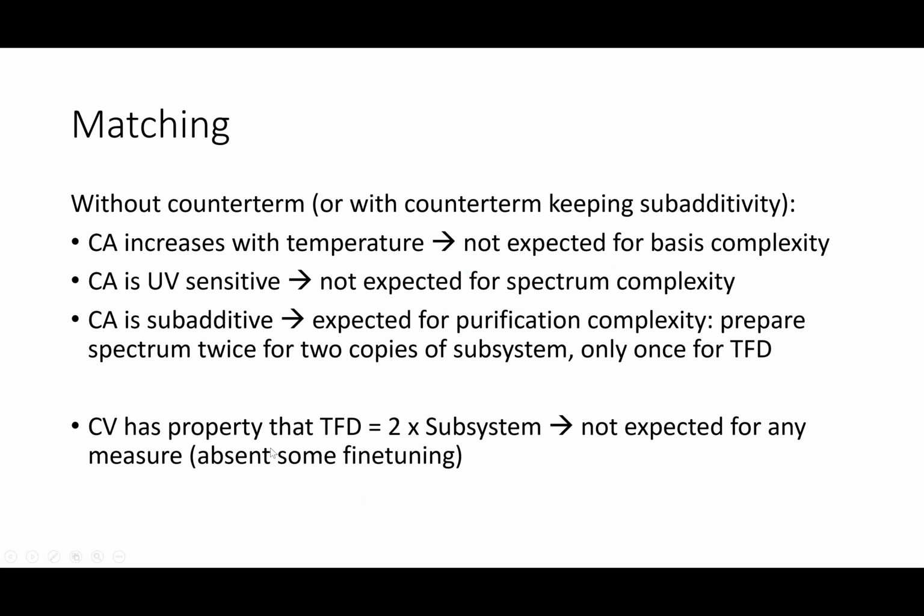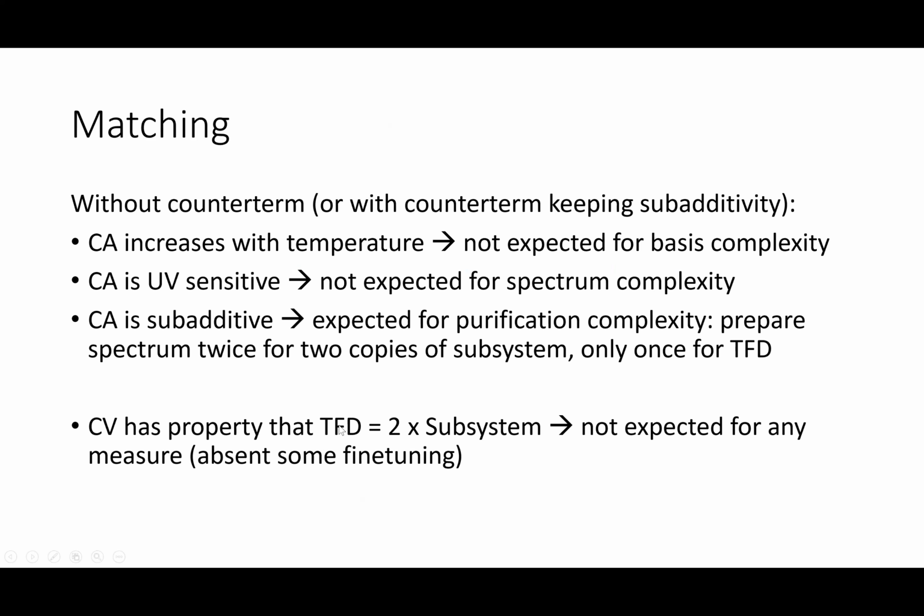And I'll just comment that CV has the property that the thermal field double is exactly equal to twice the subsystem complexity. And that's not expected for any measure absent some fine-tuning. So we were not able to think of any measure of complexity which would naturally reproduce this fact. So I think that's an interesting open question.